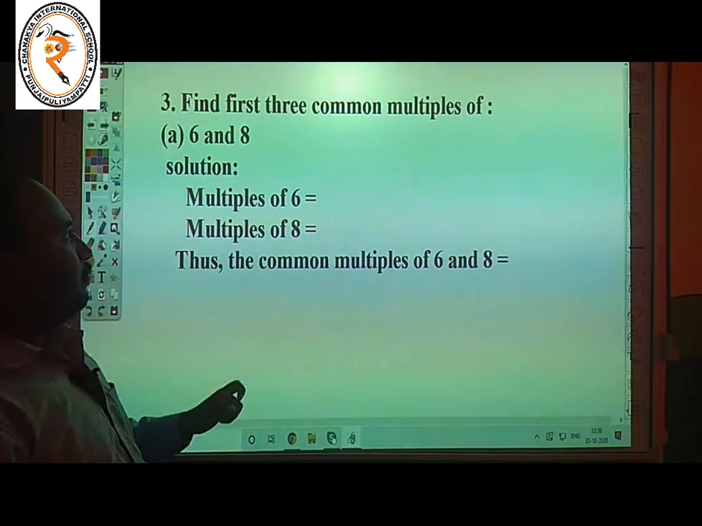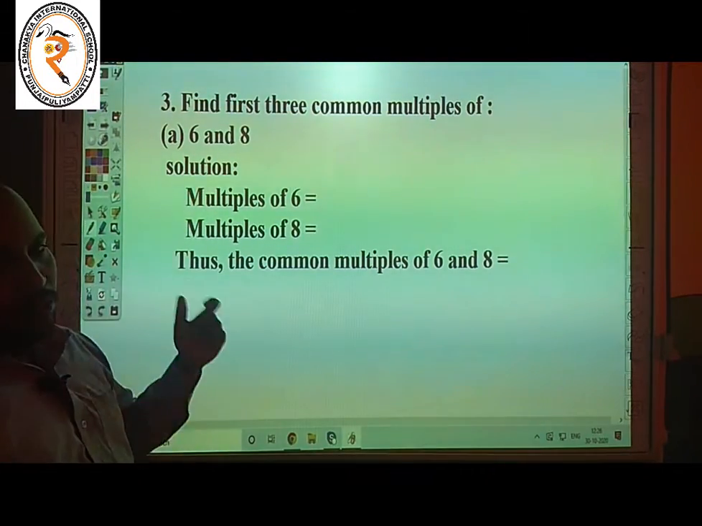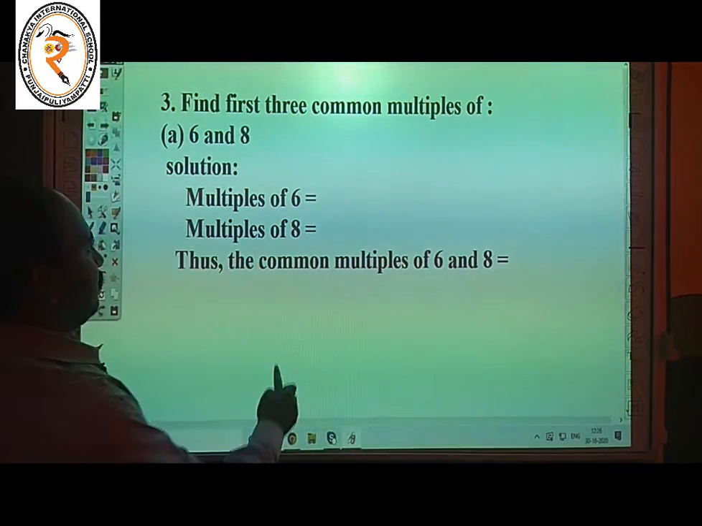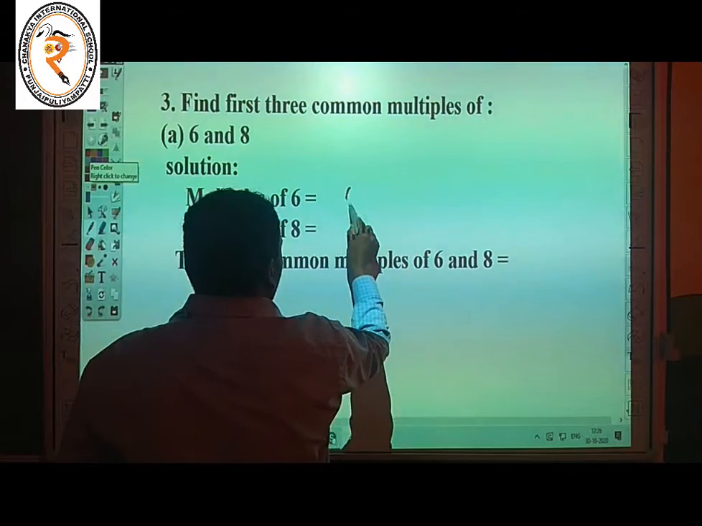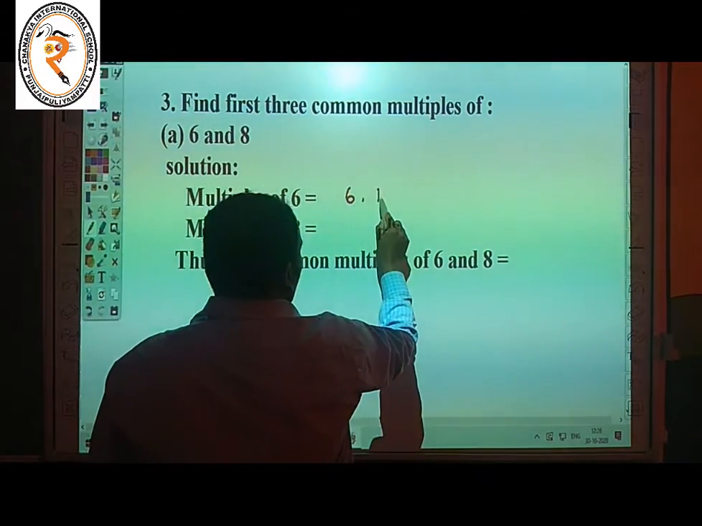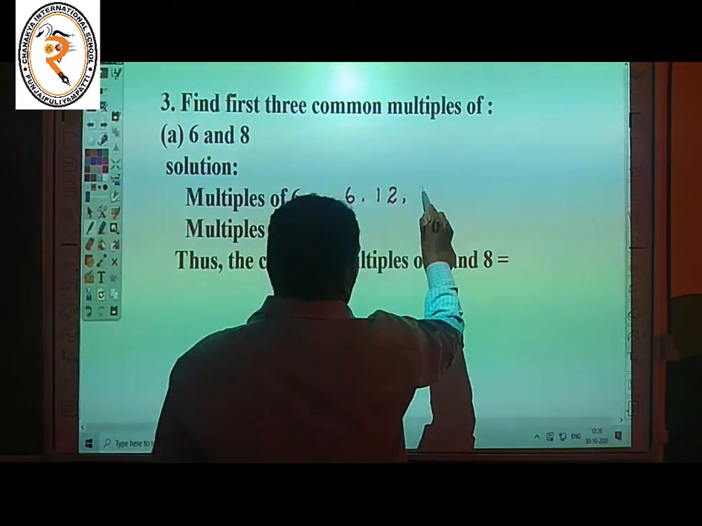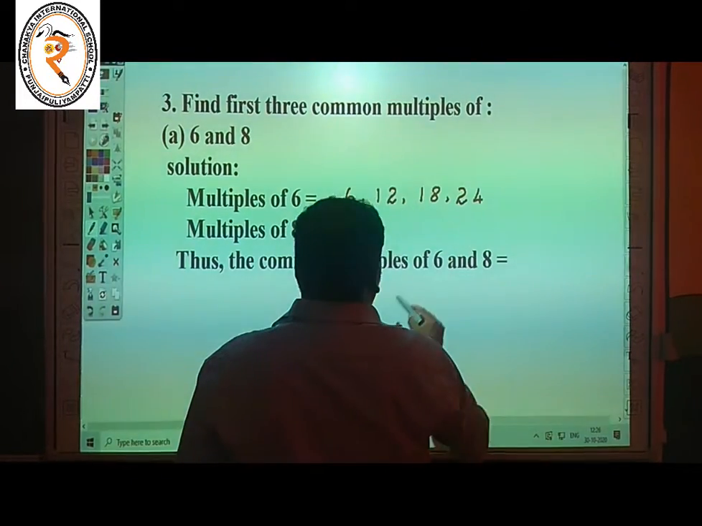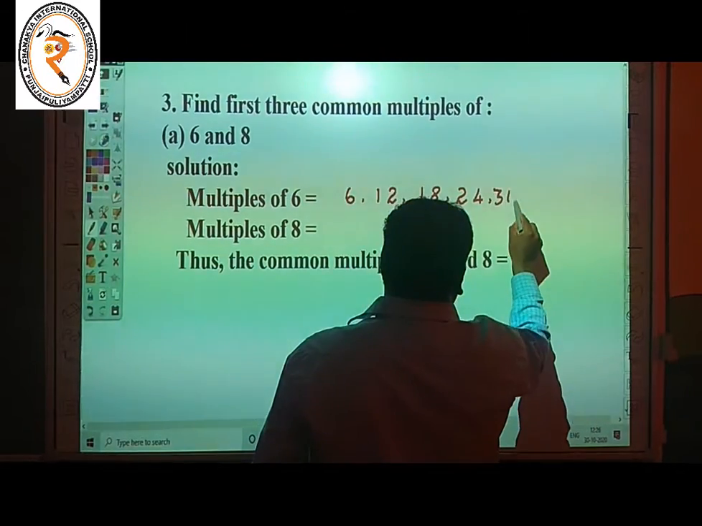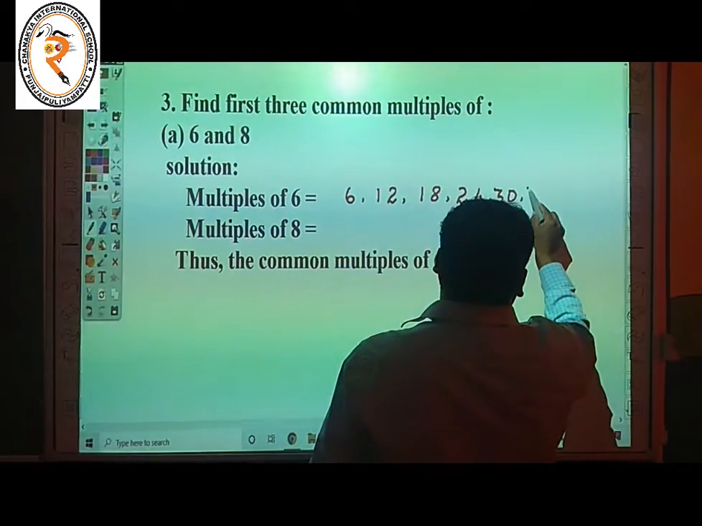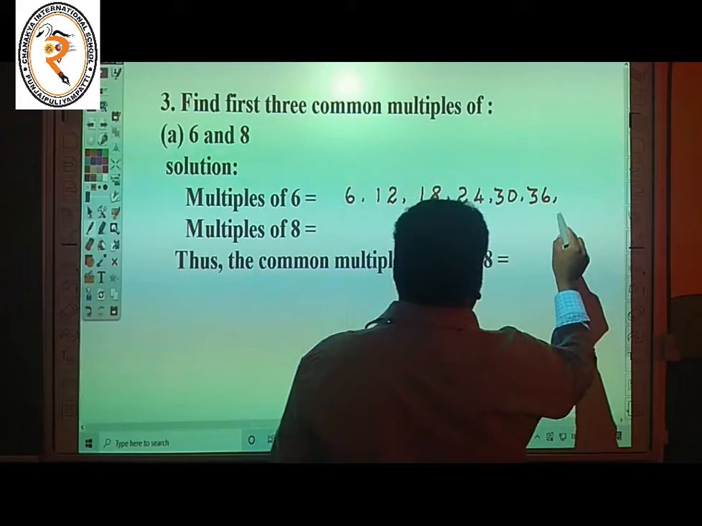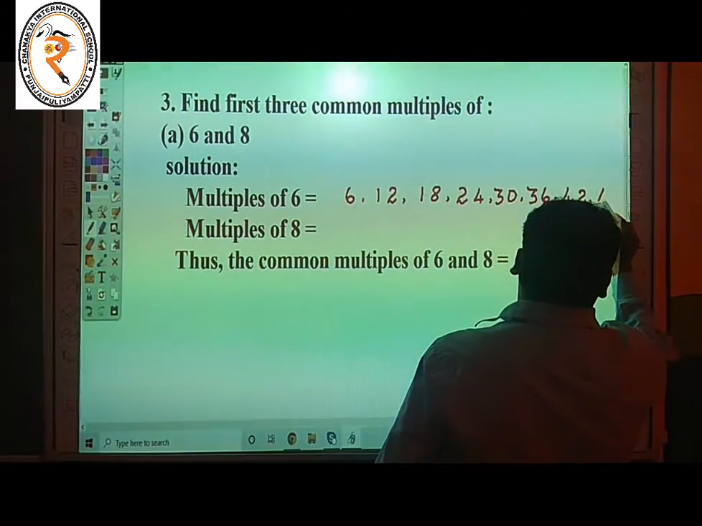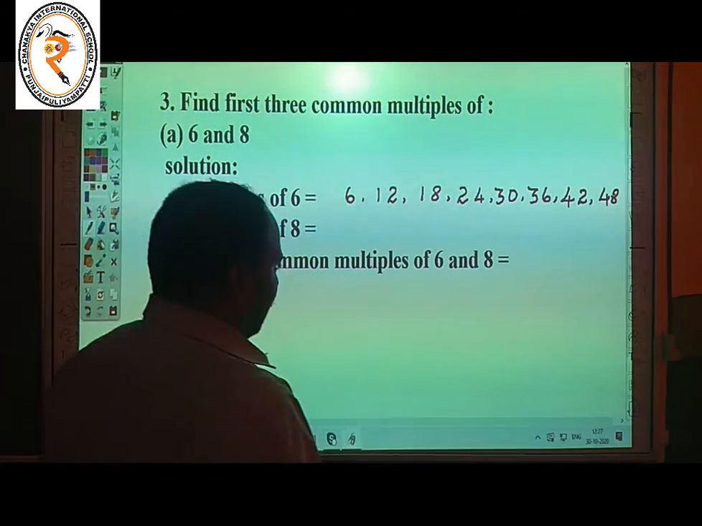Already we know the multiples tables. 6 tables: 1 6 is 6, 2 6 are 12, 3 6 are 18, 4 6 are 24 and then etc. So multiples of 6: 6, 12, 18, 24, 30, 36, 42, 48.